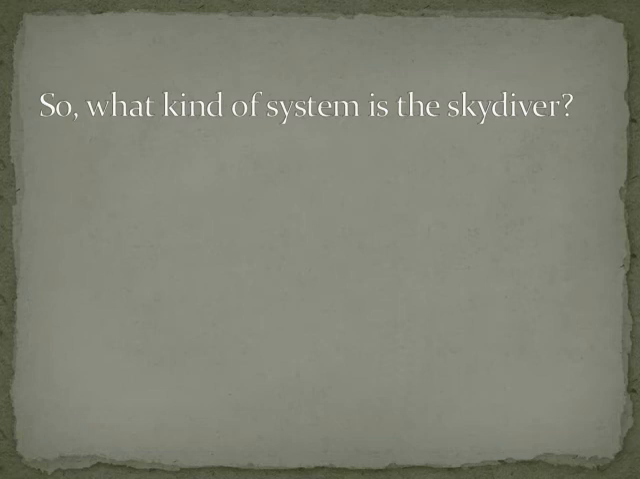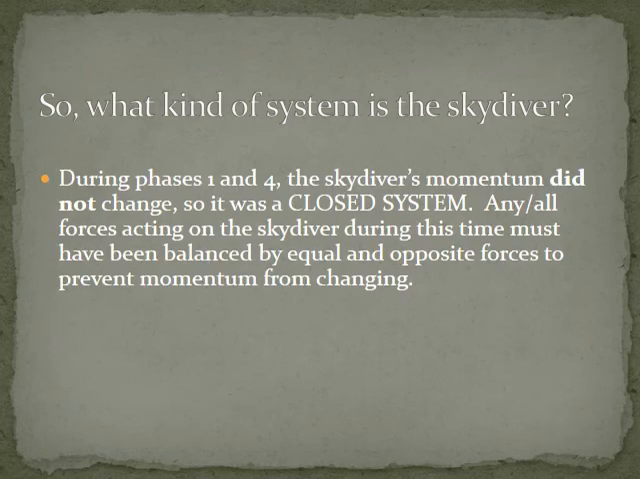Hopefully you're thinking a little bit about systems as we go through this. What kind of system is the skydiver? Compared to our collision systems earlier, you may have thought that during phases 1 and 4, when the skydiver's momentum is not changing, we could consider the skydiver a closed system during those 2 phases, because the momentum isn't changing. Nothing's going in or out of my system.